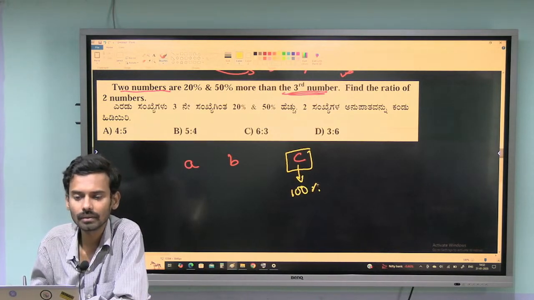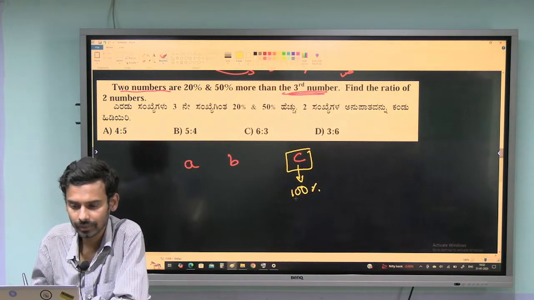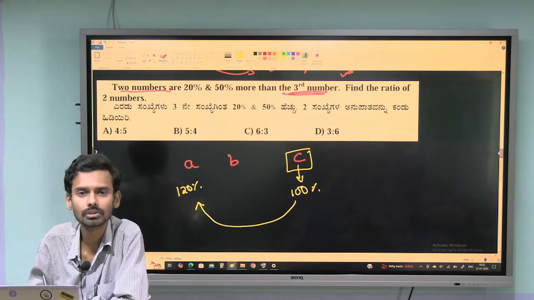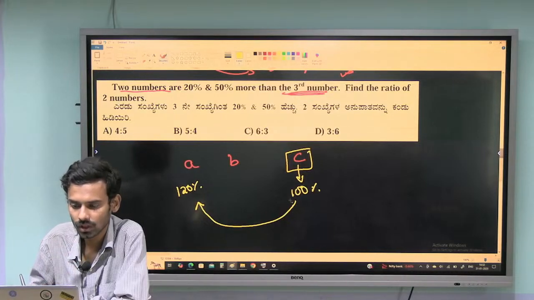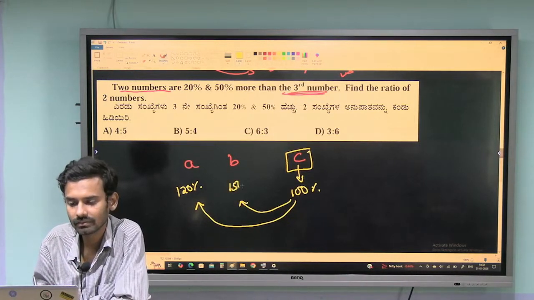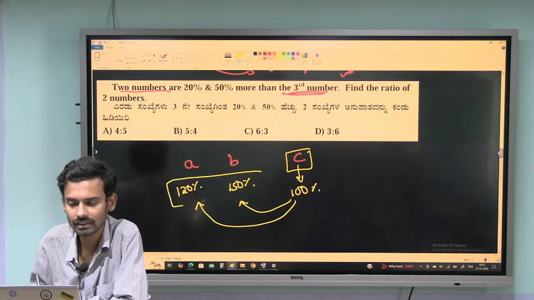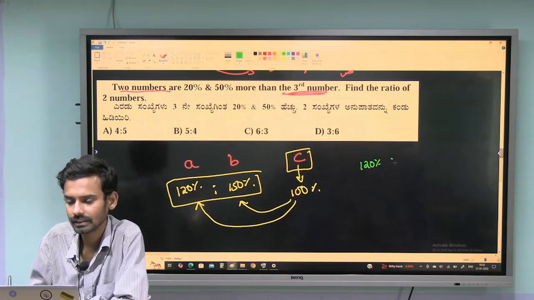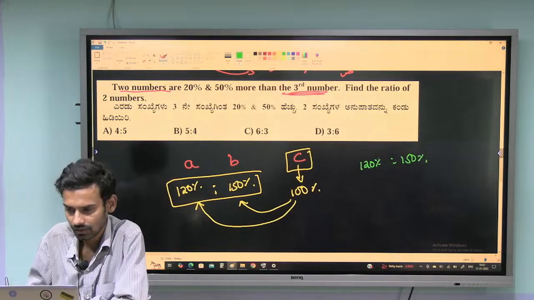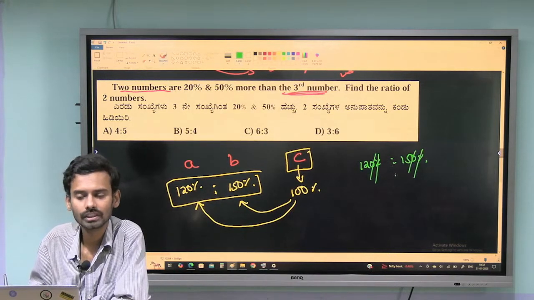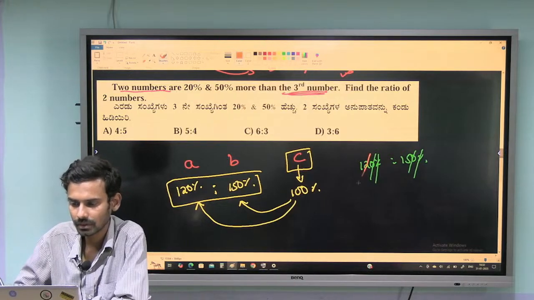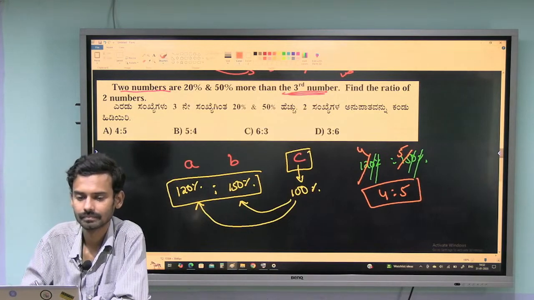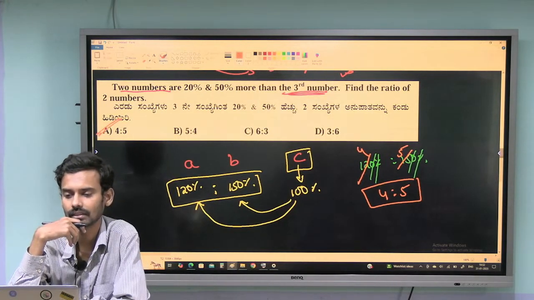Now the question is saying the two numbers are 20% and 50% more. Which means the first number is 20% more than C. So the first number will become 120%, which is 20% more, and the second number is 50% more, so it will be 100 plus 50, which is 150%. The question is just asking for this ratio. So take the ratio: 120% is to 150%. You can cancel the 0 on both sides, and also cancel in the 3 ones table, 3 fours, 3 fives, and your final answer will be 4:5. Option A will be the answer.